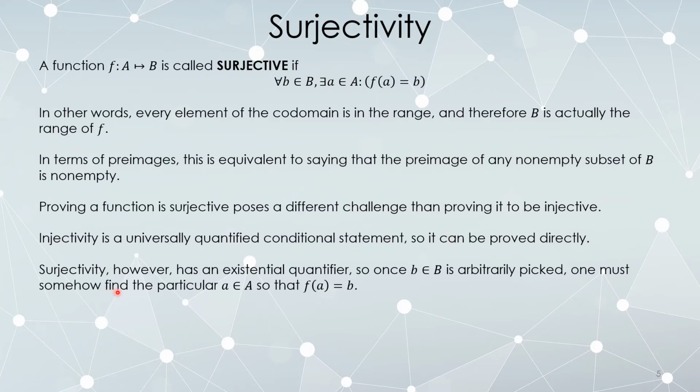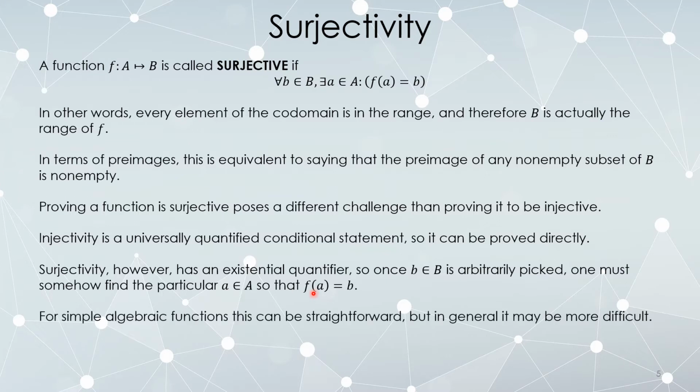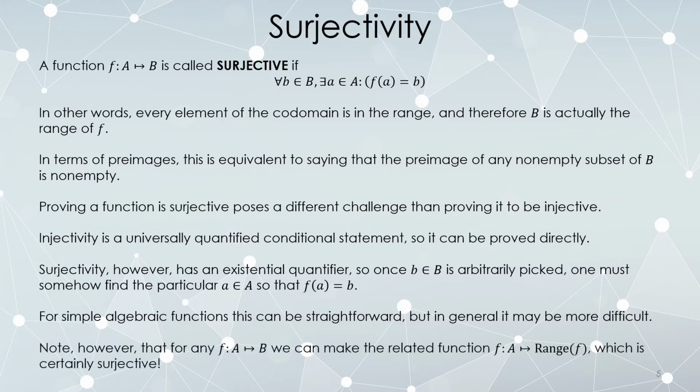So then what you do is you have to find the particular element of the domain that is sent to that B. For simple algebraic functions, this is usually fairly straightforward, but in general, this can be quite difficult. Okay, but for any f with domain A and codomain B, you can make a related function by basically saying take the same function, fix the domain to be the same, and instead of making the codomain the entire set B, simply declare this set, the range of the function, to be the codomain.